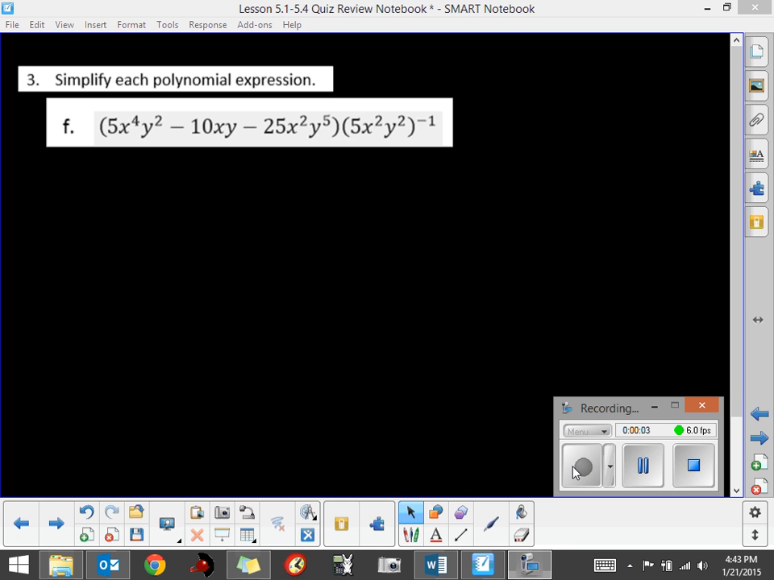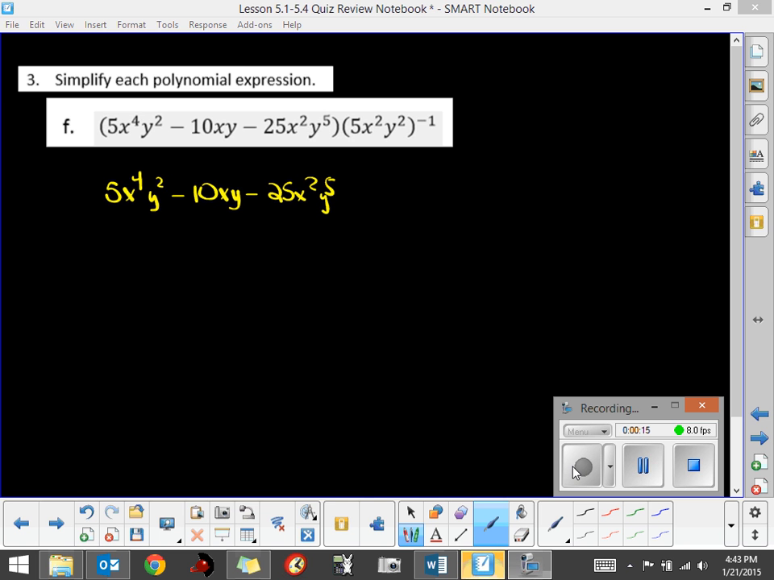In 3f, this is another example of a polynomial divided by a monomial. It's just disguised a little bit. I've got 5x to the fourth y squared minus 10xy minus 25x squared y to the fifth. Now that's multiplied by 5x squared y squared to the negative 1, which, if we apply our rule for a negative exponent, becomes 1 over 5x squared y squared.